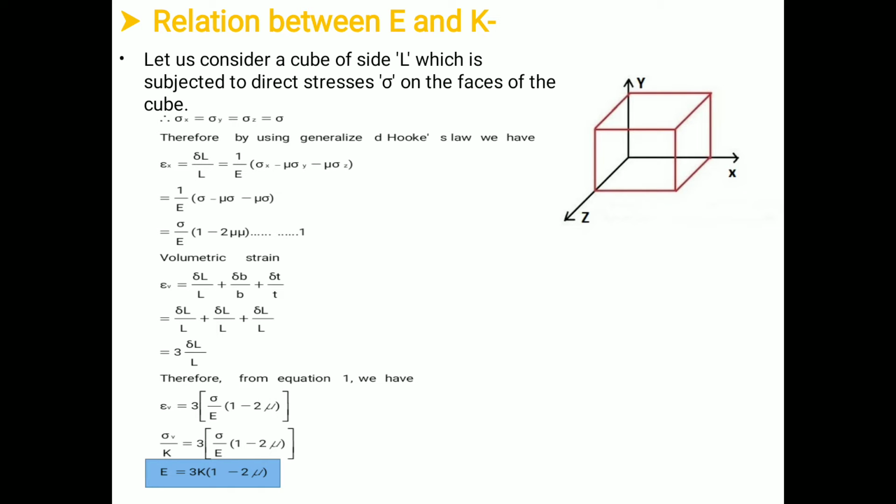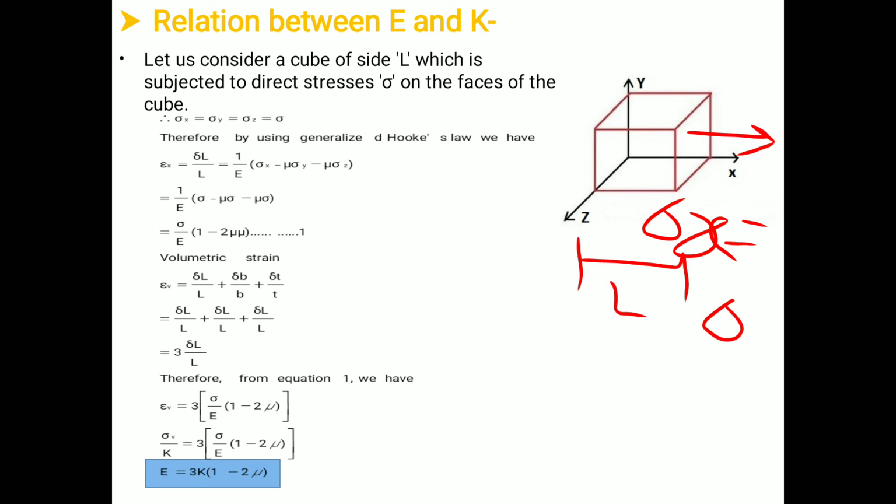To derive the relation between E and K, let us consider a cube of side length L, all the sides having length L, which is subjected to a value of direct stress sigma on all the faces of the cube. For example, if I consider a face along the x direction, it has the value of direct stress sigma x, and that sigma x is equal to sigma.